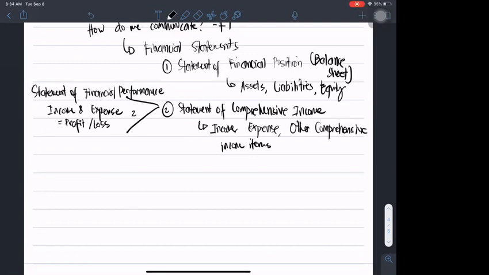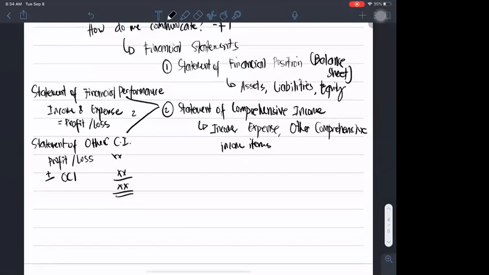Another item on your statement of comprehensive income, if ever we try to separate it, is the statement of other comprehensive income. So what are the items here? First, you have your item of profit or loss, plus or minus the items of your other comprehensive income. So we have your items of profit or loss from your statement of financial performance, and then we add or deduct your other comprehensive income.